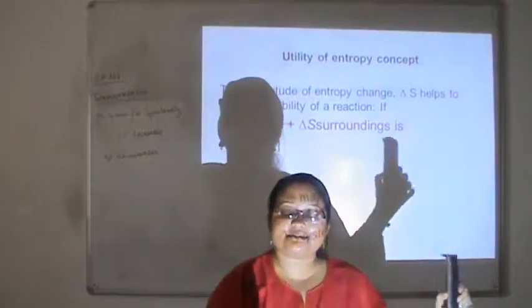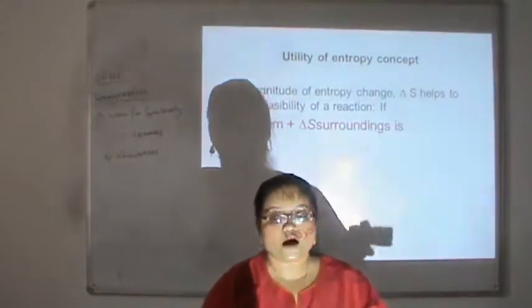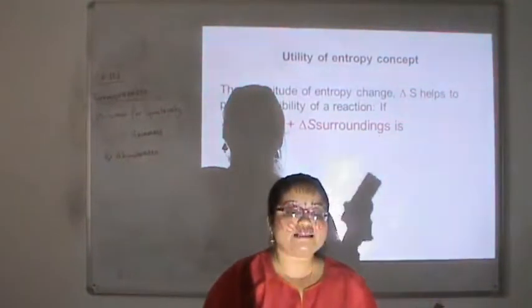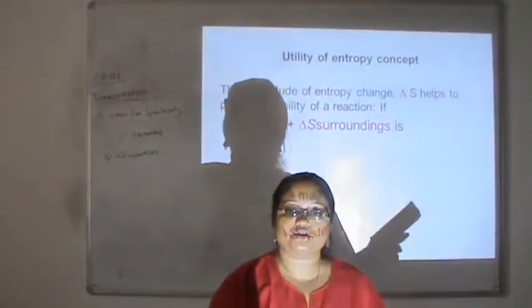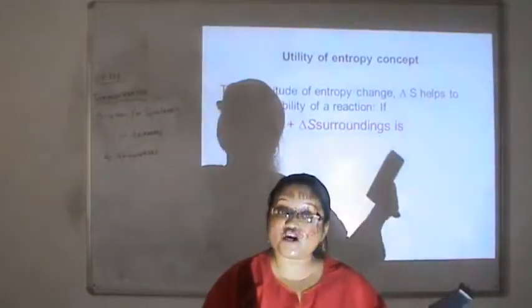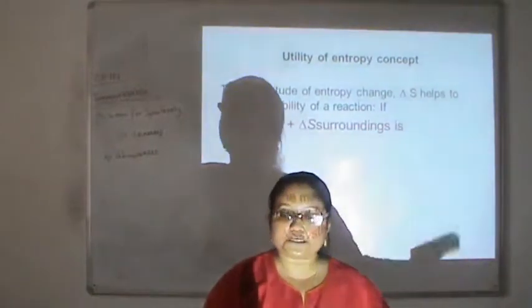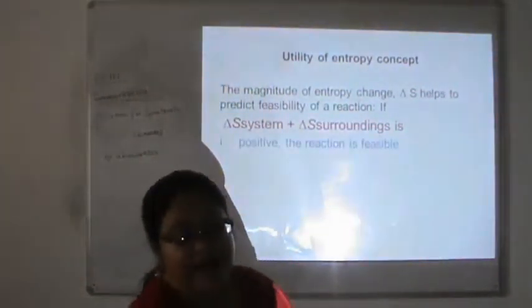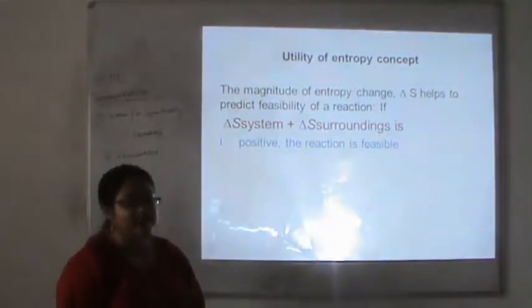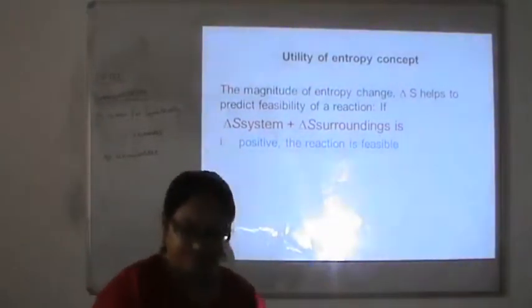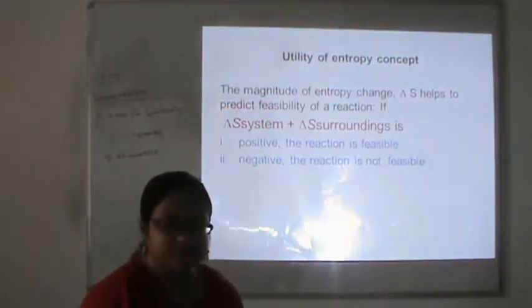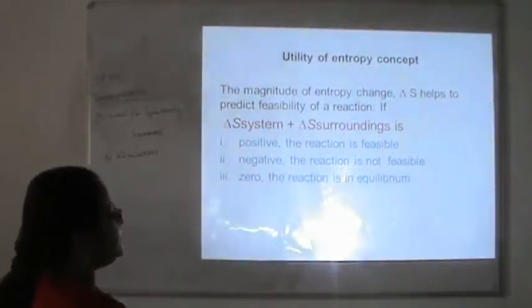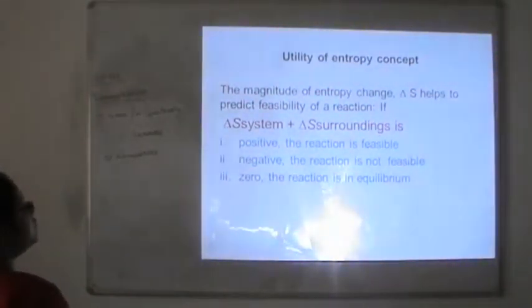The second law of thermodynamics tells us about the direction of heat flow, and entropy helps us predict whether the process is feasible, that is, possible or not, whether the process occurs naturally, whether it is spontaneous or not. So when delta S of system plus surroundings is positive, the reaction is feasible. When negative, the reaction is not feasible. And when it is zero, that means the reaction is in equilibrium. So these are the utilities of the entropy concept.